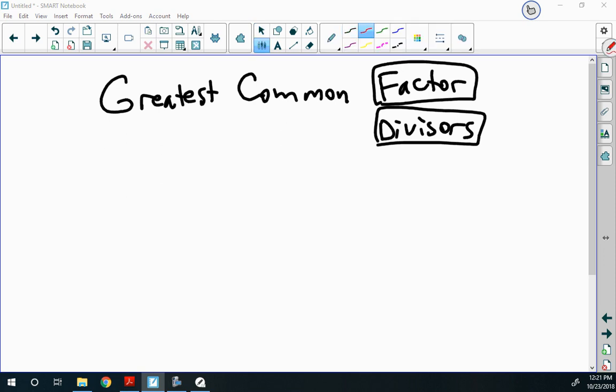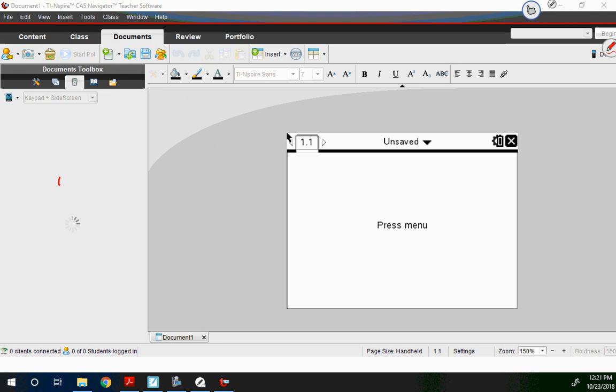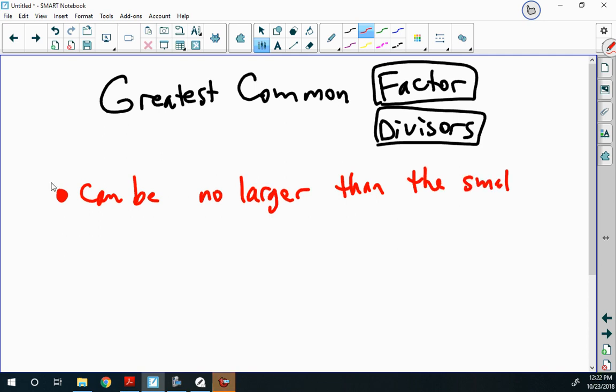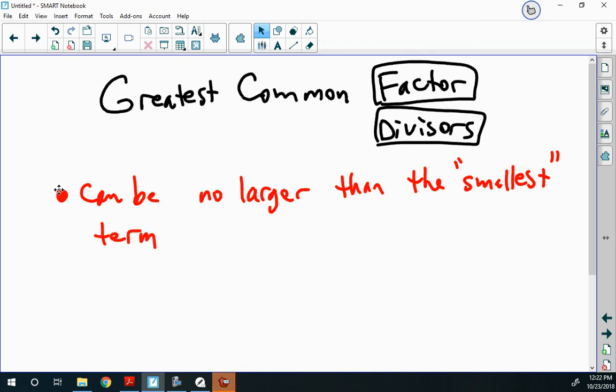So greatest common factor, some things about them. Greatest common factors can be no larger than the smallest term. It's kind of interesting about a GCF. A GCF isn't allowed to be any bigger than the smallest thing you got there. The greatest common factor can't be any bigger than the smallest thing you got there.